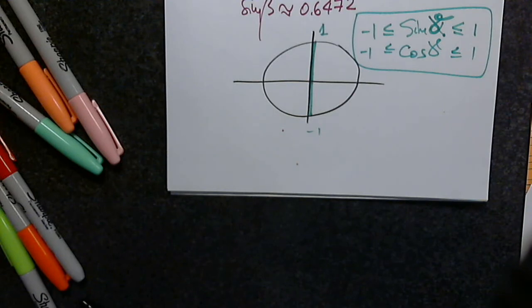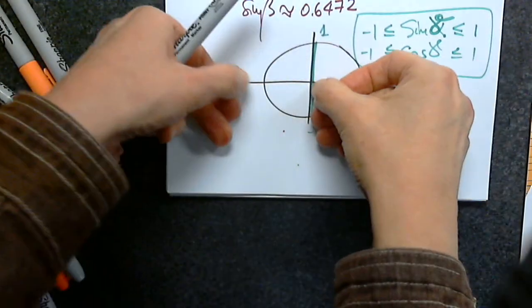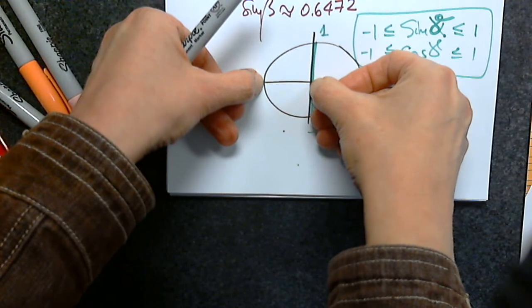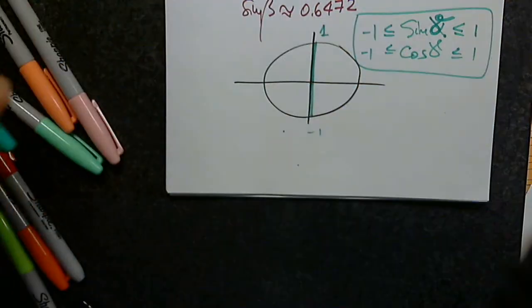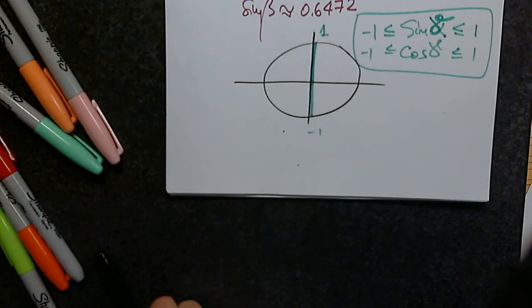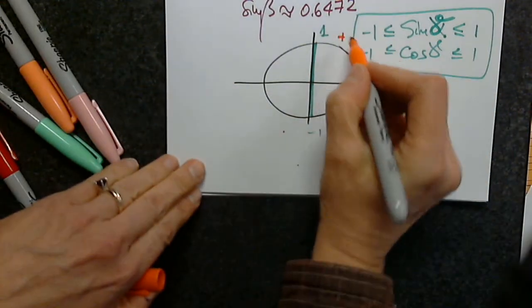These are the only two bounded trig functions. Neither of them can ever be more than 1 or less than negative 1. And we know that, right? Because this is the maximum possible cosine, and this is the minimum possible cosine. This is the maximum possible sine, and this is the minimum possible sine. Very good.